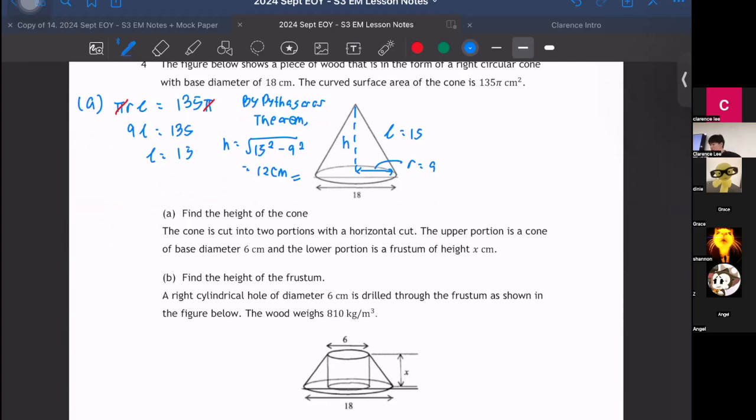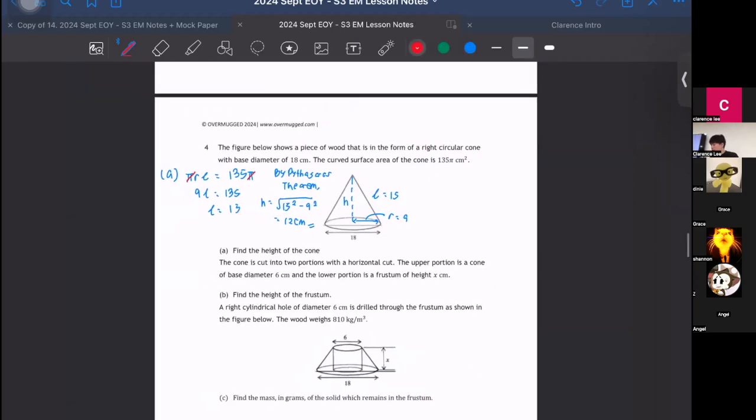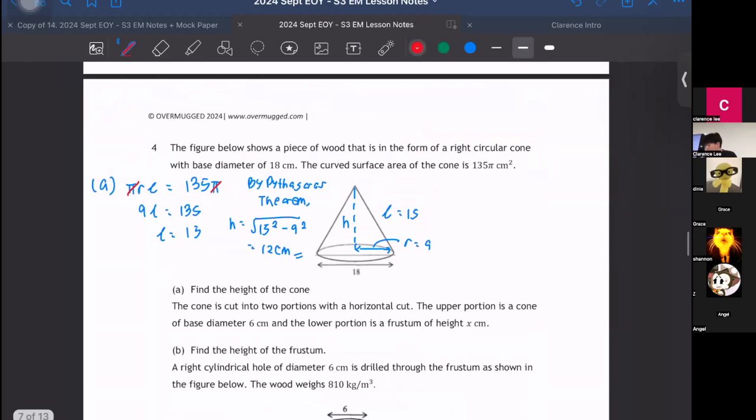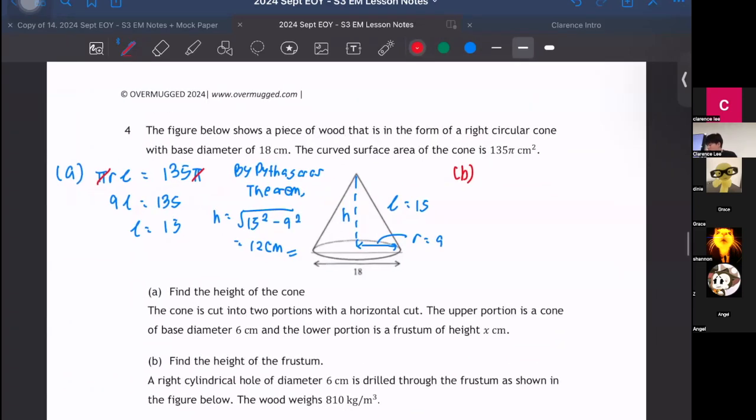So to illustrate what the question is doing, I'll do my best to draw this diagram out. But as you see from my curve just now, I'm not a very good artist. So let's say this is my big cone. You cut away a small cone at the top over here like this. So your remaining is your frustum, which is this portion over here. Okay, the diagram okay, right?